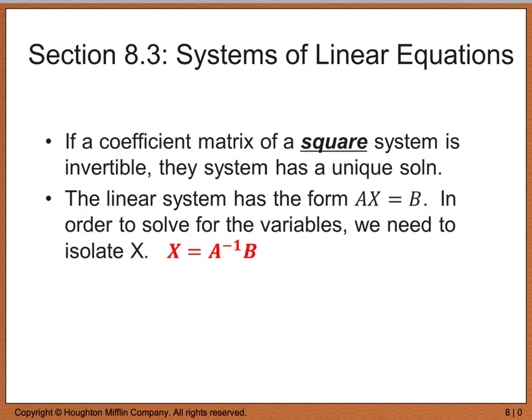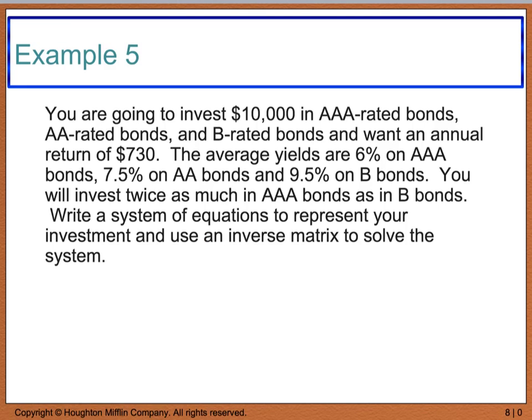Example 5 says you are going to invest $10,000 in AAA rated, AA rated, and B rated bonds, and you want an annual return of $730. It tells us that the average yields are 6% for the AAA bonds, 7.5% for the AA bonds, and 9.5% for the B bonds. You want to invest twice as much in the AAA bonds as in the B bonds.